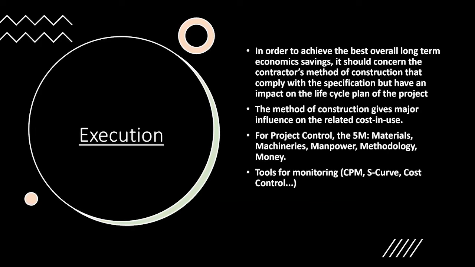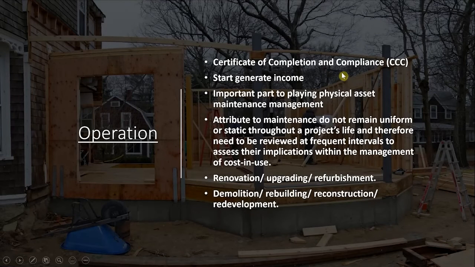During this stage, if you look at the Kelly's model, you can see that the project control, which are the 5M, materials, machineries, manpower, methodology and money. Jadi masa stage execution ni, all resources yang ada tu, which are 5M, perlu dikawal lah. Project control, jadi tools for monitoring untuk project control ni, for example, we have critical path method, S-curve untuk control duit dan juga cost control. The last stage in the project life cycle for construction, we have operation.